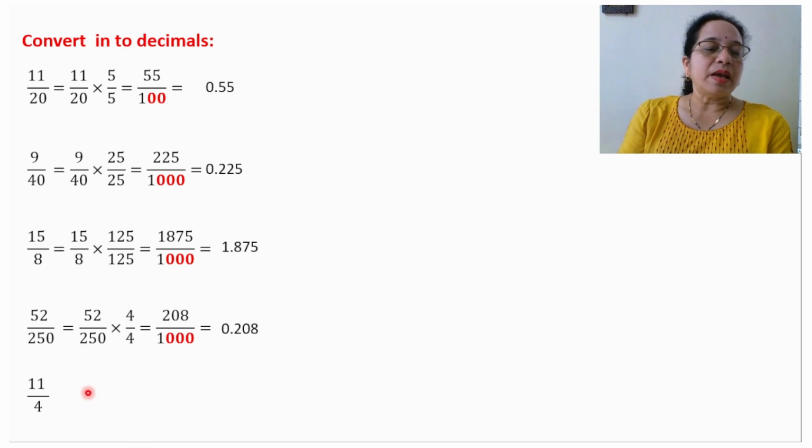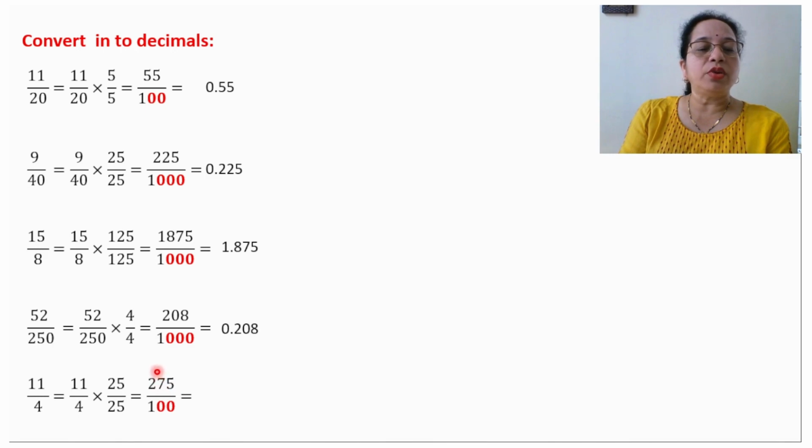Take the last example, 11 upon 4. So again we know that 4 multiplied by 25 will give you 100. So here we will multiply by 25 upon 25. Multiply numerator with numerator and denominator with denominator. So 275 upon 100. Now these 2 zeros are there, so leave these 2 places and then put decimal over here. So the final answer will be 2.75.